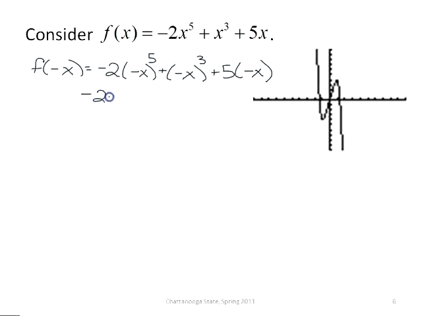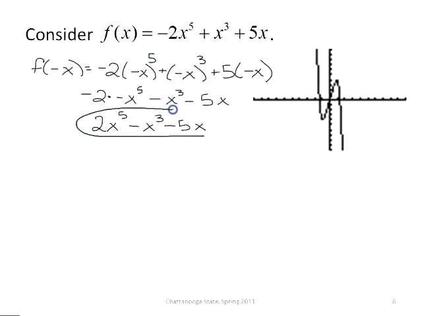So when I raise a negative to an odd power, it's going to end up negative. So this will be negative 2 times my negative x to the 5th power. So that's going to give me 2x to the 5th power. Then I'm going to have plus a negative x to the 3rd minus 5x. So I have 2x to the 5th minus x to the 3rd minus 5x. This function is the opposite of our original function.